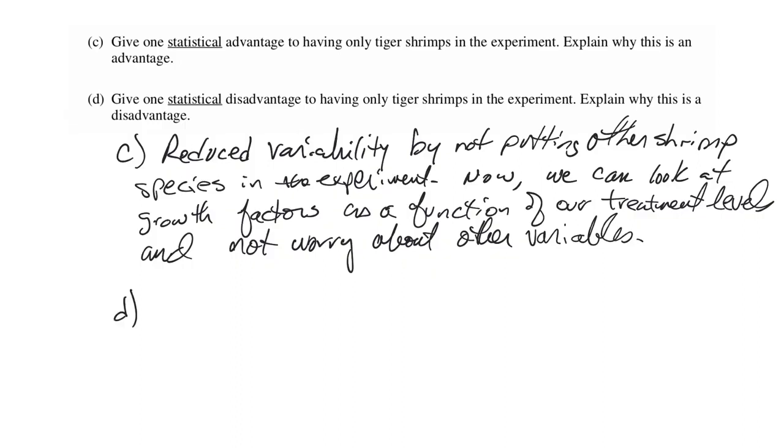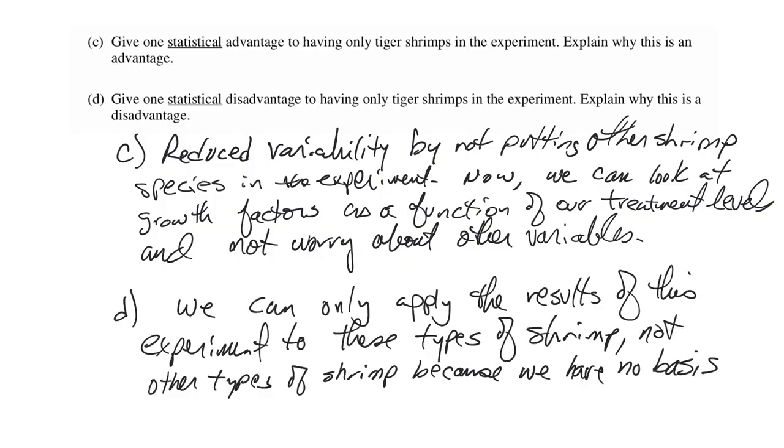Now, one statistical disadvantage of having only tiger shrimps in this experiment is that I can only apply the results of this experiment to tiger shrimp, to the population of specifically that type of shrimp. Okay, I'll write this. So we can only apply the results of this experiment to these types of shrimp, not other types of shrimp, because we have no basis of comparison.